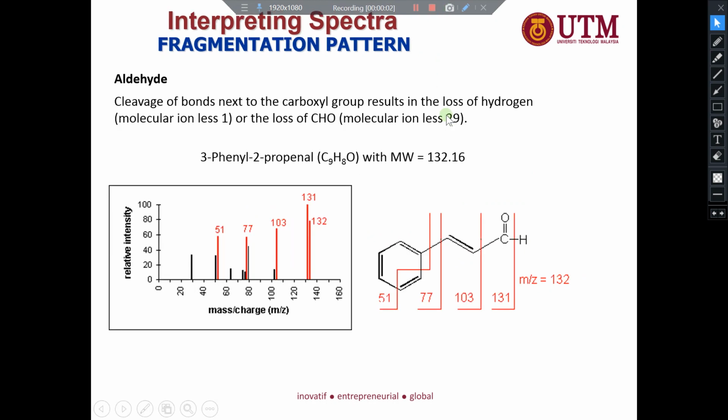Right, the next one is the aldehyde. In the aldehyde, the cleavage of bonds next to the carbonyl group results in the loss of hydrogen. Okay. In the aldehyde, the most preferred thing, dia akan lost the hydrogen dekat yang hujung sekali lah, after the C double bond O. Dia akan cleavage kat sini. Dia akan fragmentize dekat sini. Yang ni adalah dia yang paling stable lah, dia punya kedudukan.